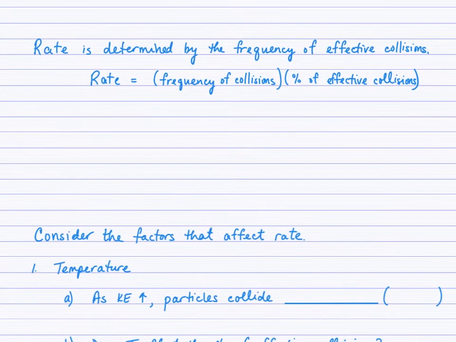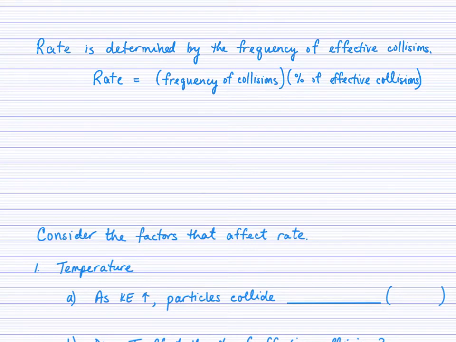Okay, when we determine rate, we think of these collisions happening. There's a percent of those collisions that will be successful based on the activation energy that the particles possess. So the percent of the collisions that will be effective or successful relates to the activation energy. Particles need to possess at least that energy.